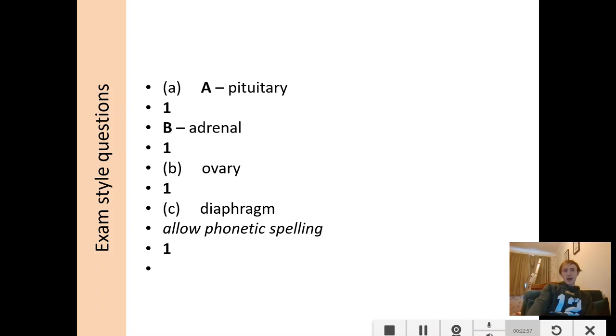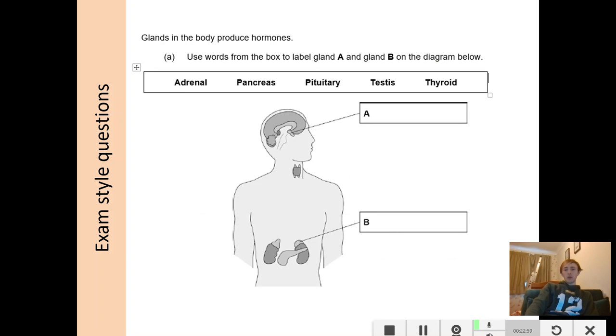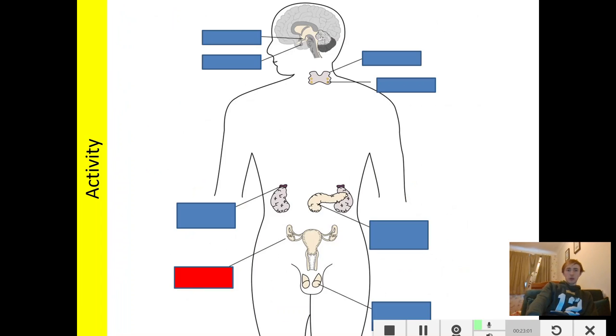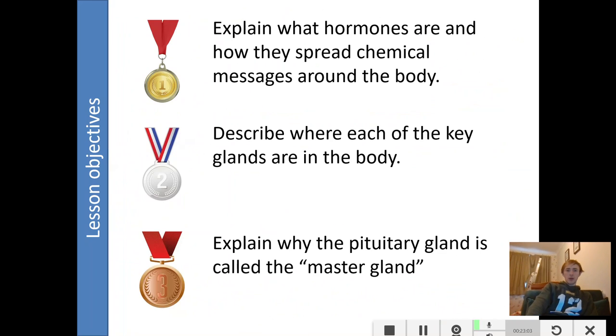So, that is the end of the lesson. So to make sure to recap, we should know by now what hormones are and how they spread chemical messages around the body, where the key glands are in the body, and why the pituitary gland is called the master gland. If you've got that, you've got this lesson, and well done.